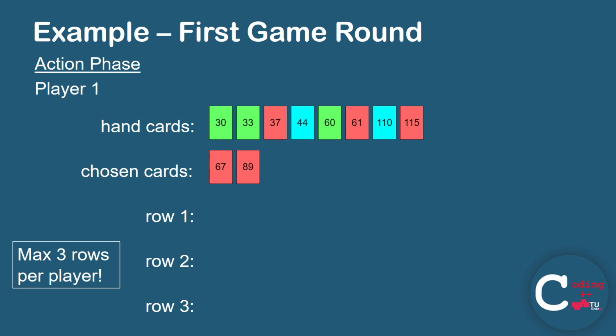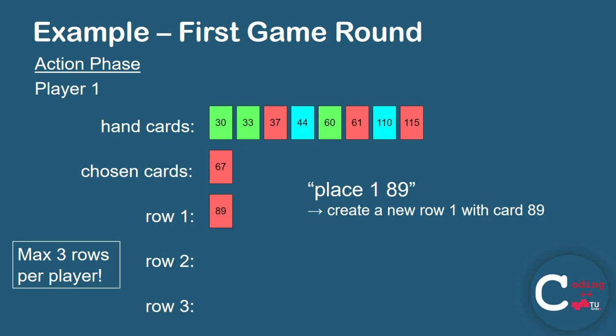Player 1 has the hand cards that they got from the other player and the chosen cards that they chose themselves. Now player 1 can input commands and do actions until they have done something with both their chosen cards. There's, for example, a help command which only outputs a text, but there are 2 possibilities to do things with the chosen cards. The first one is a place command.